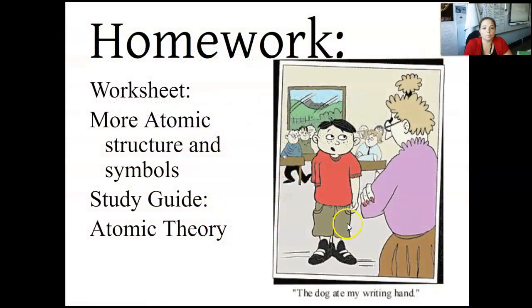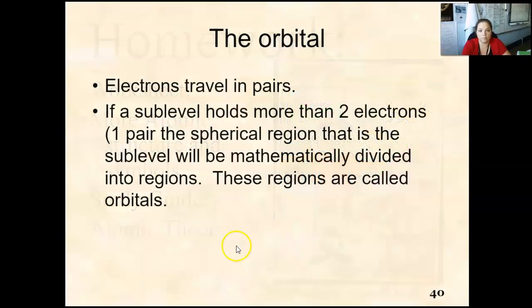All right, so for homework, the more atomic structures and symbols, make sure you do your study guide, because we are also going to be starting the POGILs. So make sure you get the green pages, the study guide, done.